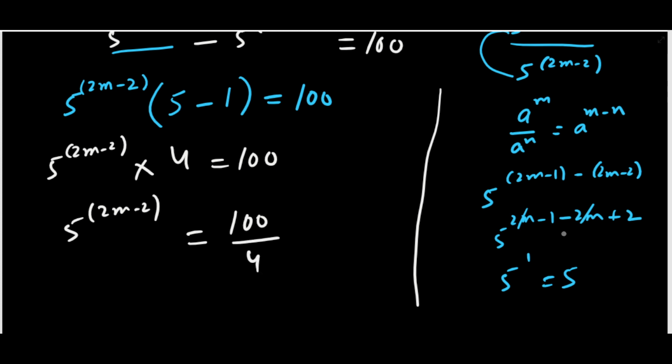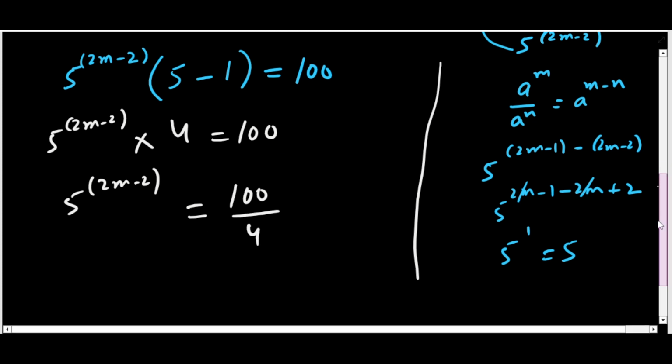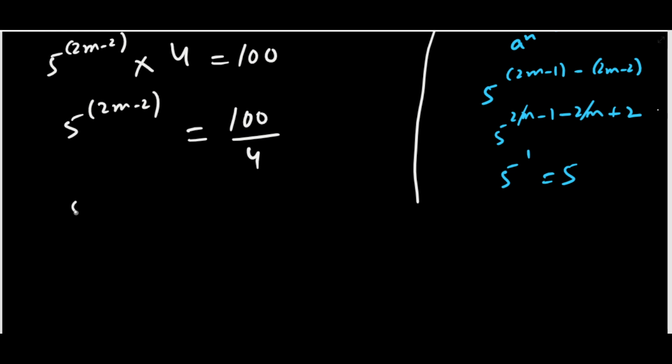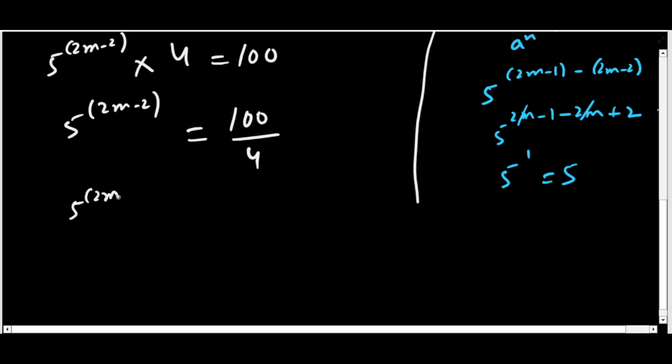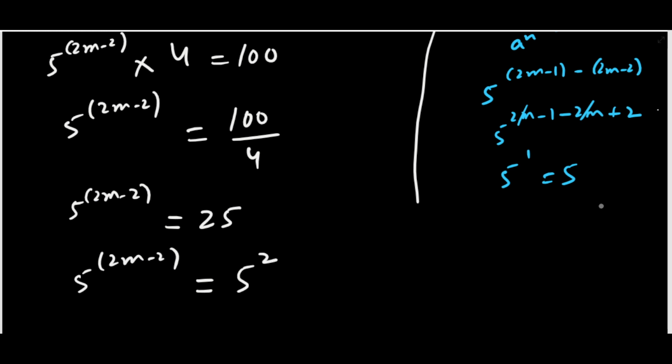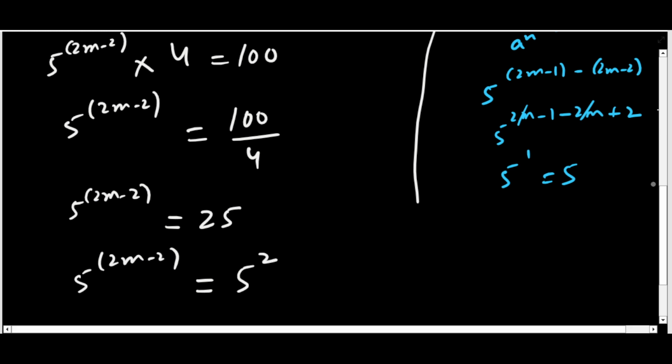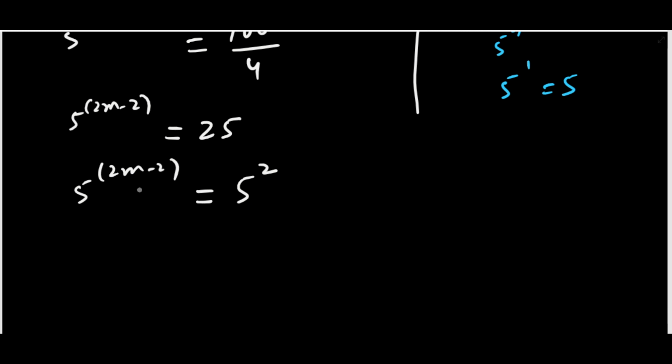What we will get? For example, let's see, 5 power 2m minus 2 is equal to 100 divided by 4. What we will get? We will get 25, right? 5 power 2m minus 2 is equal to 25, and we can write 25 as 5 power 2, right? 5 multiplied by 5 is equal to 25, right?